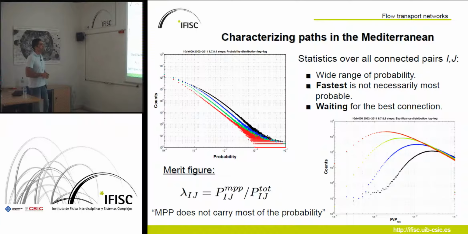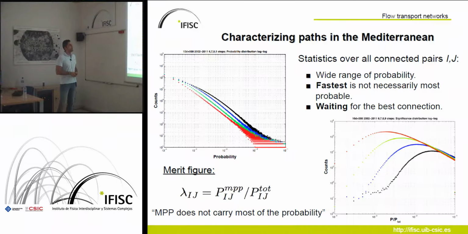And what we see here, for example, is that we have a really wide range in probability for the paths. We see for different step durations, in this case from 6 steps to 9 steps, that correspond to from 2 months to 3 months of time interval, these are the distributions in probability, spanning several orders of magnitude. And there are also other features.